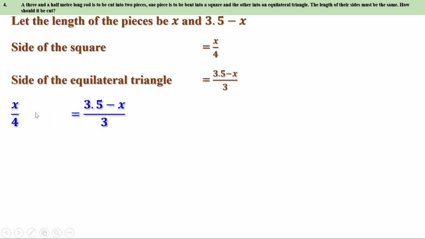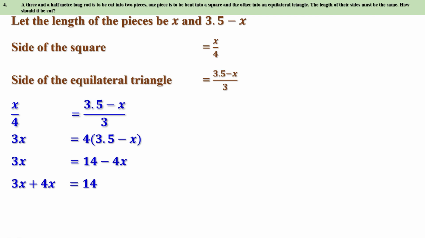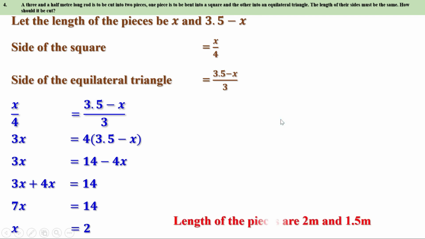Let us cross multiply. 3 into x equal to 4 into (3.5 minus x). Now let us multiply 4 by (3.5 minus x). 4 into 3.5 is 14 and 4 into minus x is minus 4x. So this can be written as 3x equal to 14 minus 4x. Let us take minus 4x on this side. So we will get 3x plus 4x equal to 14 or 7x equal to 14. Therefore, x equal to 14 by 7 or 2. x equal to 2 means length of one piece is 2 meters. Then length of the other piece is 3.5 minus 2 or 1.5 meters.